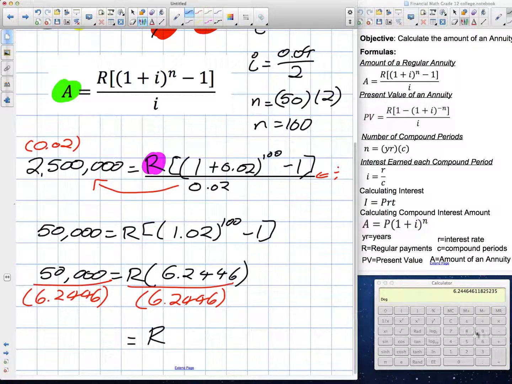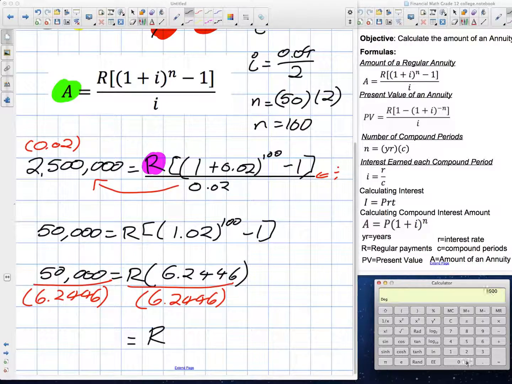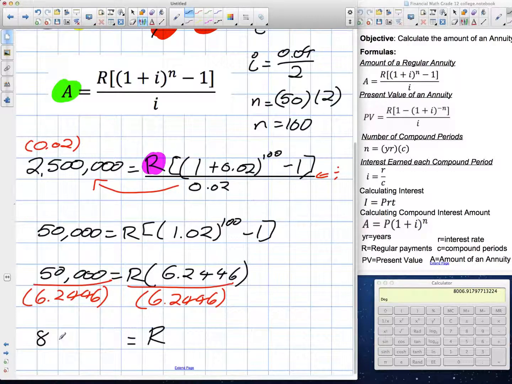So our regular payments are going to be 50,000 divided by 6.2446 equals $8,006 and about 92 cents.